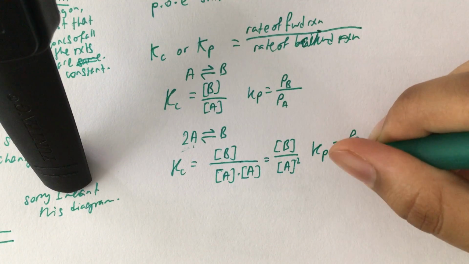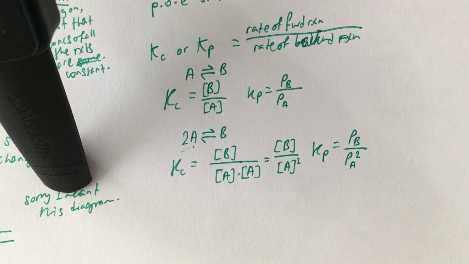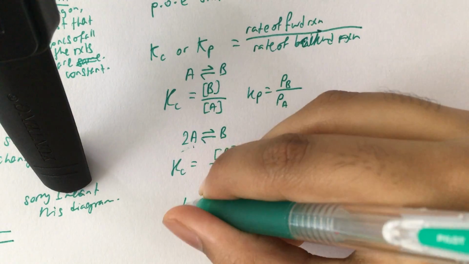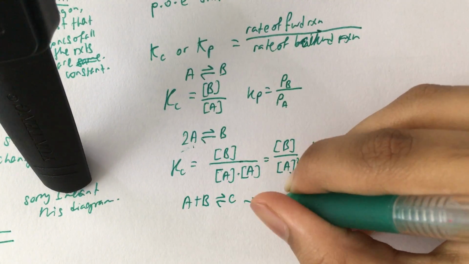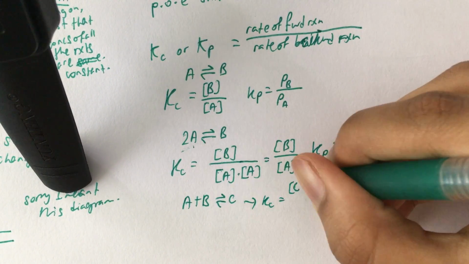And this will apply for concentration as well. So if you were to write it in concentration, you get concentration of B over concentration of A squared. And yeah, that's how you write the equilibrium constant expression, in a sense.